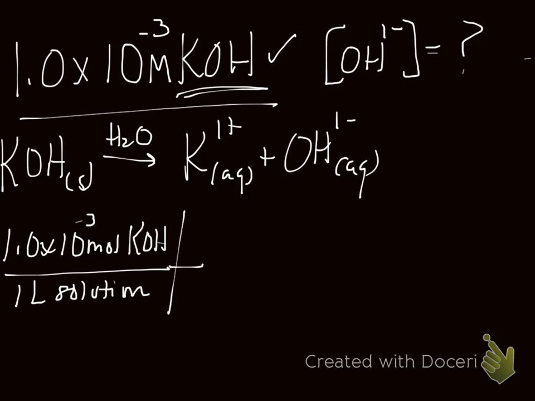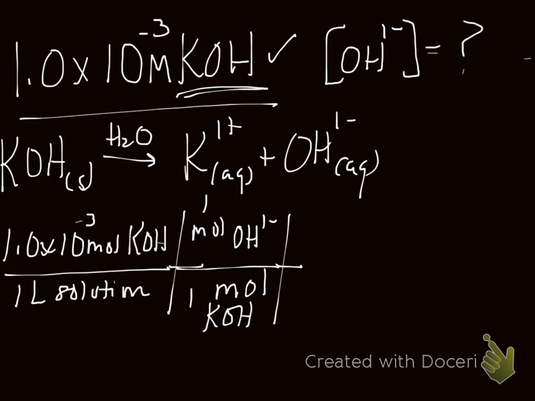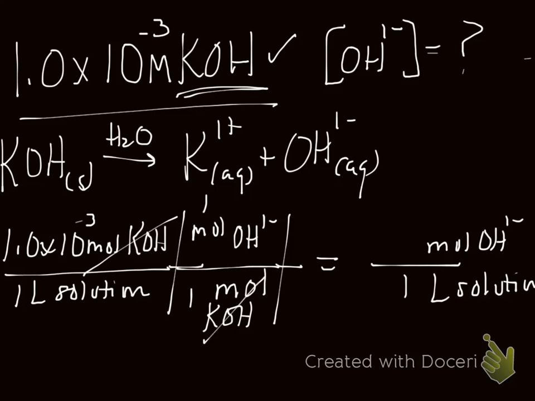It's like a millimole. Okay, well, now what we want to know is how many moles of hydroxide we're going to generate for every mole of potassium hydroxide that we dissociate. So we know we have to have the same units down here, moles of potassium hydroxide, and up here we want moles of hydroxide. Well, it is 1 to 1. And now what this is going to tell us is how many moles of hydroxide we're going to have in each liter of solution, because those are the things that cancel out.